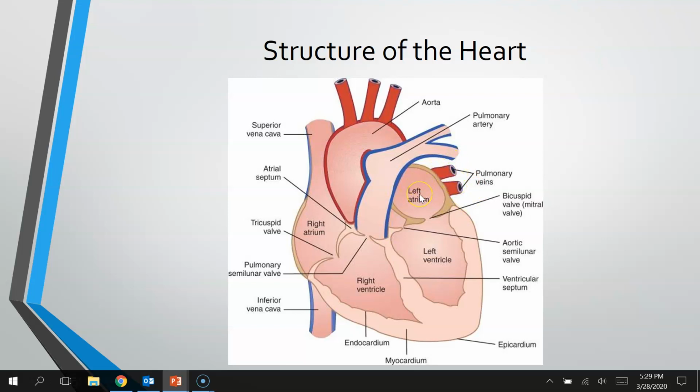From there, it's going to go into the left atrium, through the bicuspid valve or mitral valve, into the left ventricle. It will then travel through the aortic semilunar valve, and then go out through the aortic arch, or as it goes down through the back, it's called the descending aorta.